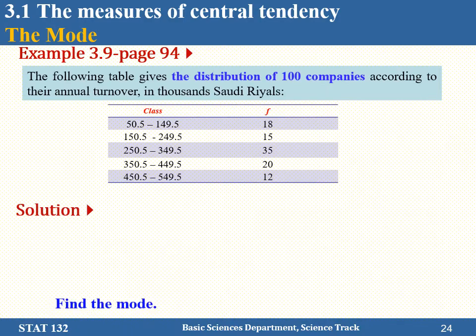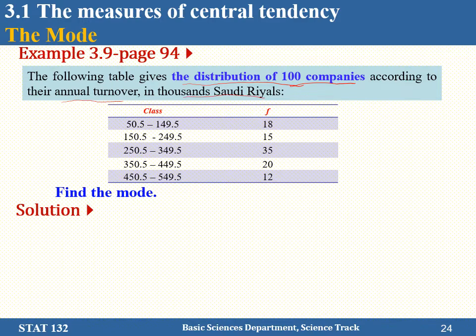Now let's look at this example. Again, we have a table here, and this table gives the distribution of 100 companies according to their annual turnover in thousands of Saudi riyals. We have 18 companies in this interval, having annual turnover between these two values, and 15 companies between this interval, between these numbers. It's asking to find the mode.